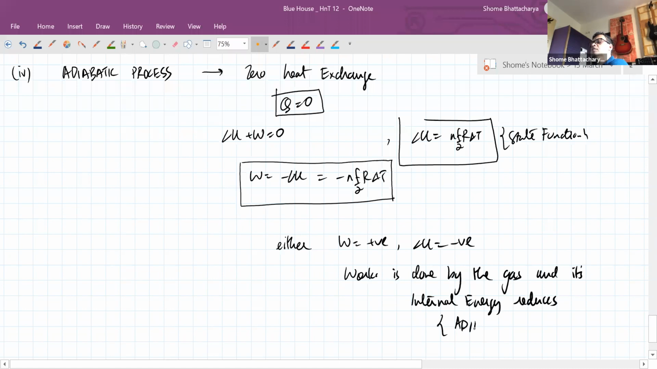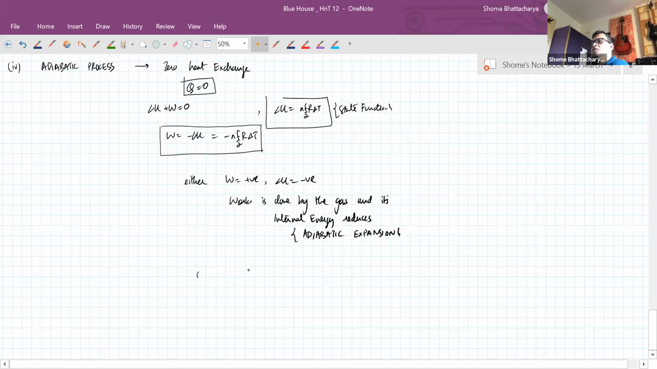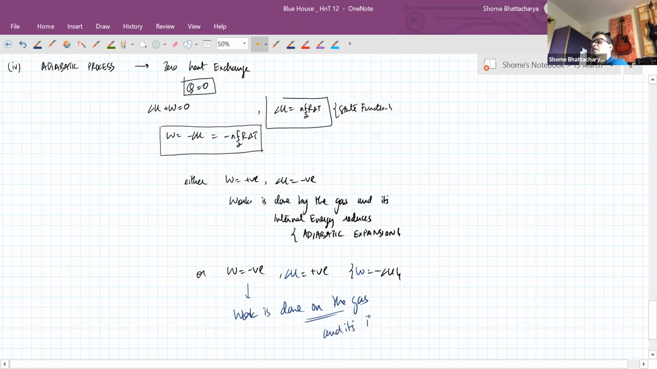Okay, so that is the case of adiabatic expansion. Okay. Or the simple inverse of this, the vice versa. Okay. Or W is negative, so delta U is positive, because W is negative of delta U. Okay. So this is the case where work is done on the gas. That's why work done by the gas is negative, and its internal energy increases because delta U is positive. So this is the case of adiabatic compression.